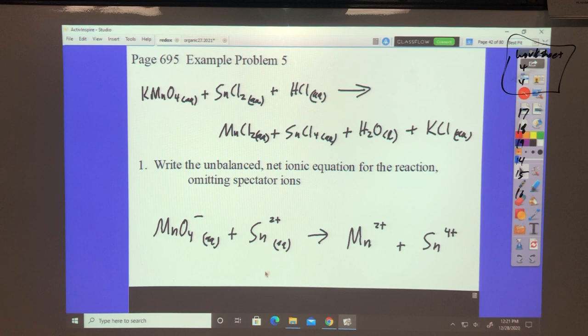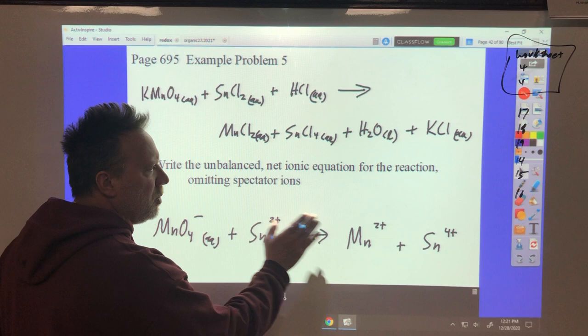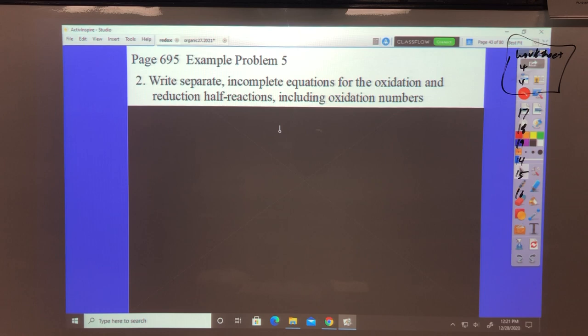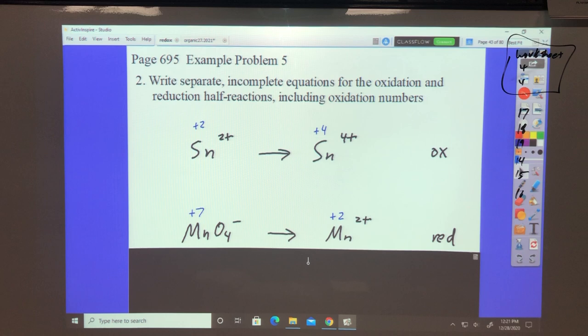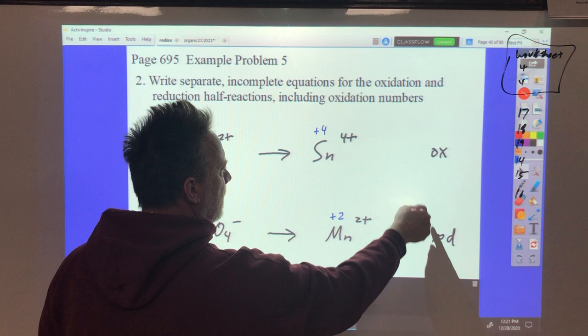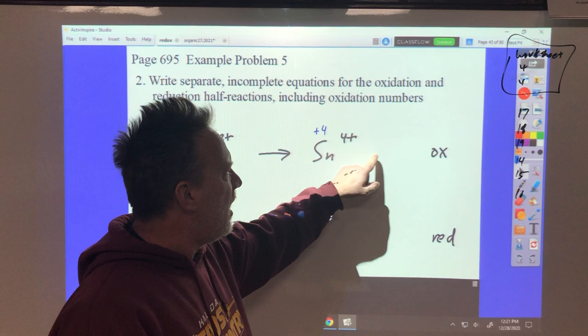We're going to have to figure out which one of these is oxidized and which is reduced, and throw the electrons in there. So write separate incomplete equations for the oxidation and reduction half reactions, including oxidation numbers. So we write this as Sn2+ going to Sn4+. This is oxidized, this is reduced. I could write my electrons in there. So this is going to cough out 2 electrons.